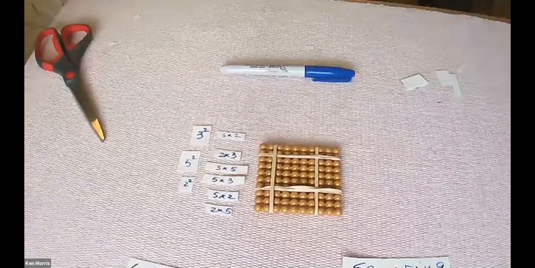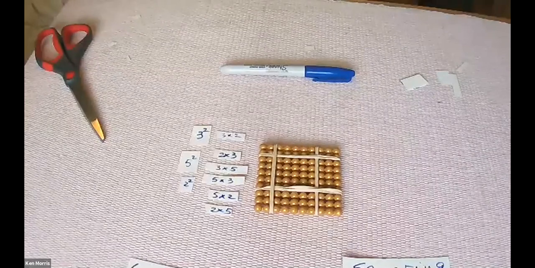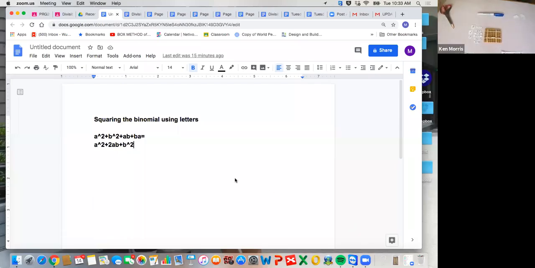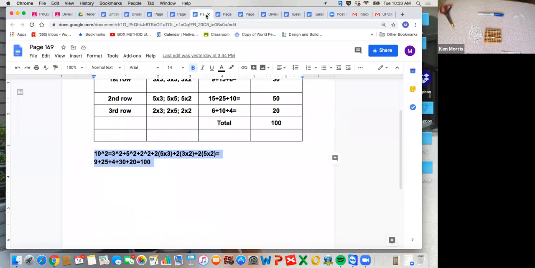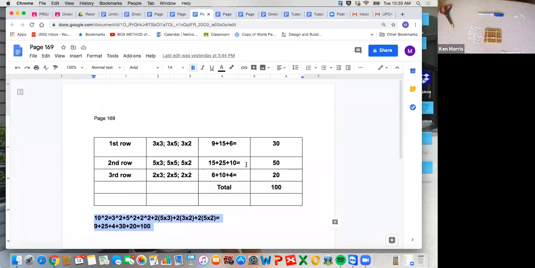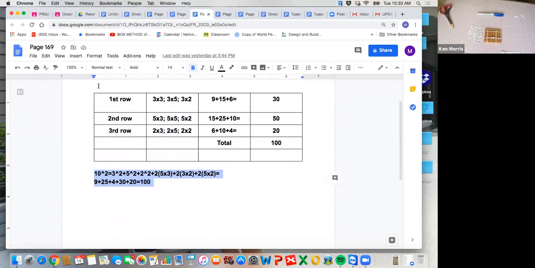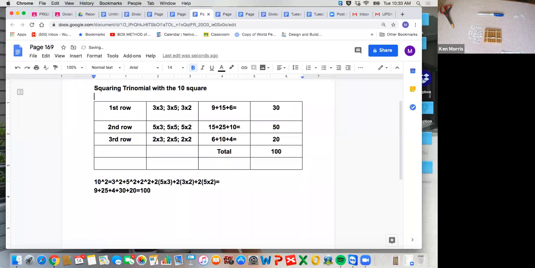I'm going to move to the whiteboard to do all this arithmetic, which means for you guys, I'm going to share the screen. And hopefully I did this one. Okay, let me just find it, page 169. Okay, page 169, nope. There it is, okay. So, let me just write the title. What we're doing is squaring a trinomial with the 10 square.